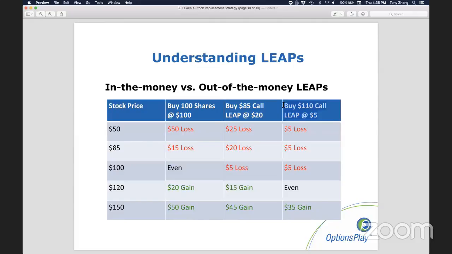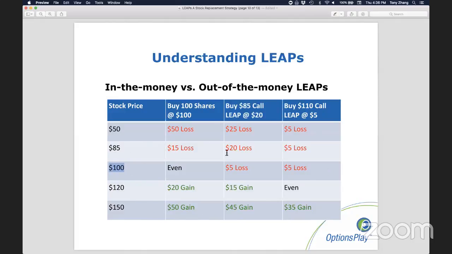So a lot of people will say, why would you buy a leap option that costs so much when you have the ability to buy a leap option that costs a quarter of that? And the reason for this is really because, and here's kind of, I've broken down here. This is a stock trading at $100. What happens if the stock goes down? What happens if the stock goes up?